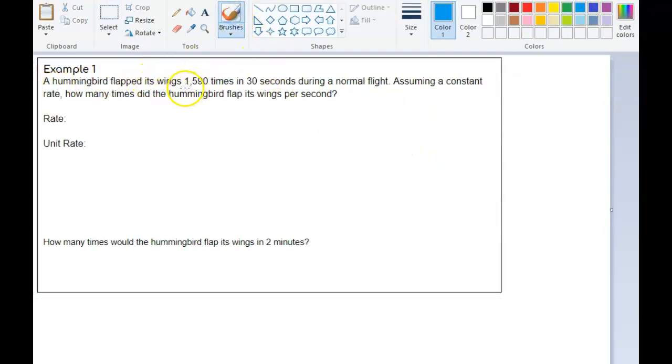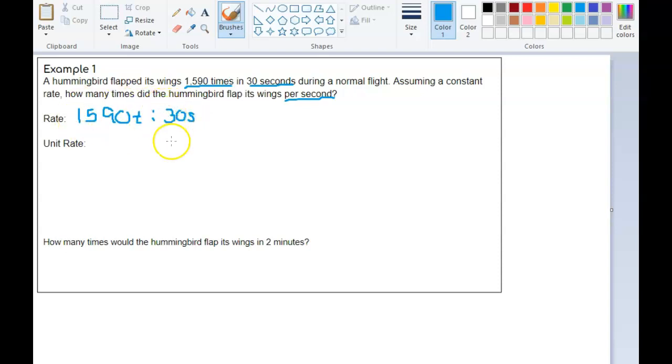So a hummingbird flapped its wings 1,500 times in 30 seconds during a normal flight. Assuming a constant rate, how many times did the hummingbird flap its wings per second? Okay, so whatever comes here after the per, that's going to be my second number, okay? And in this case, it's going to be seconds. So my rate's going to be 1,590 times, I'm going to put a T for times, 30 seconds. Okay, and yes, I could write this in fraction form. I could write this with the word to, all right?